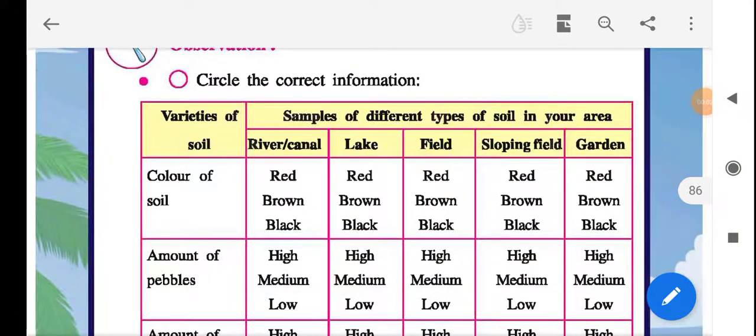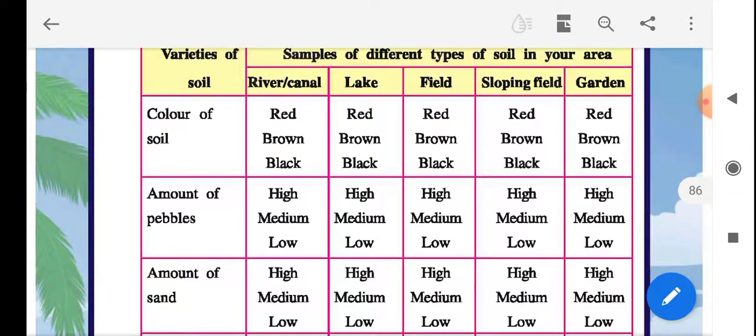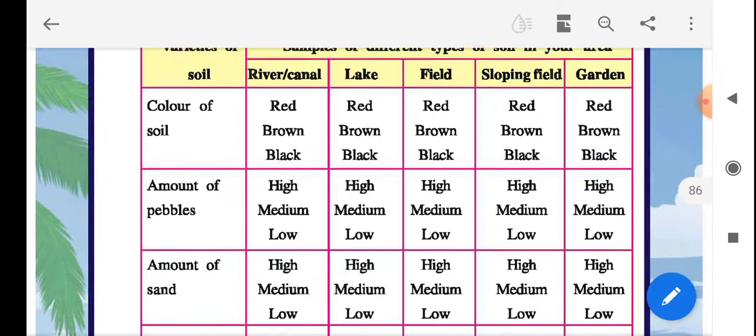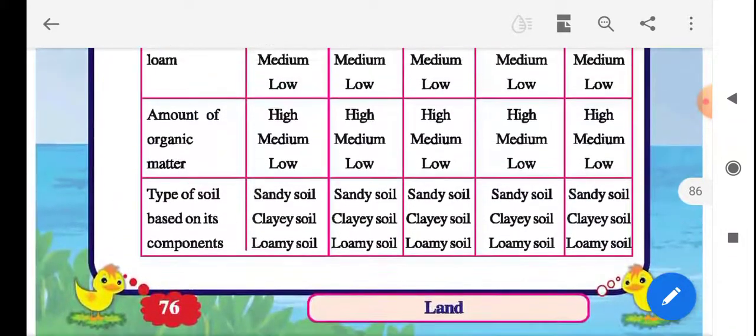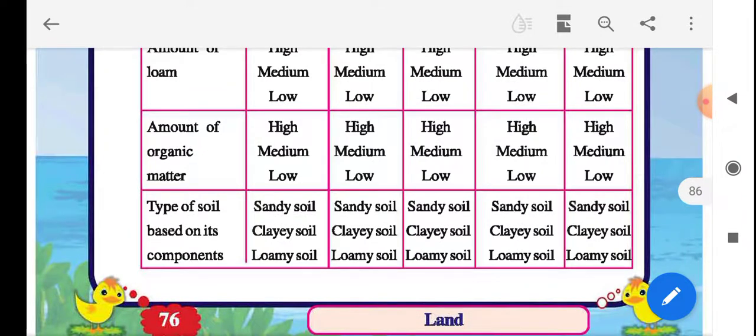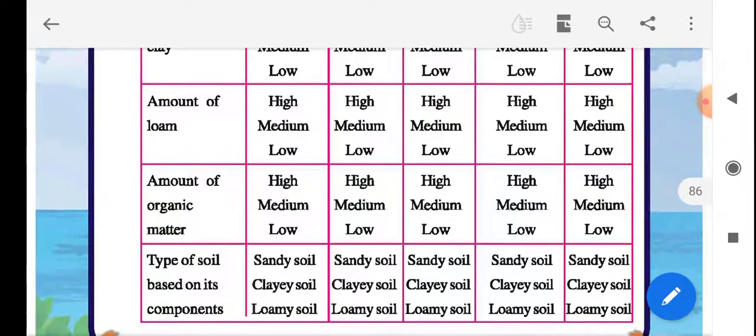Let us have the correct information about the color of the soil, and the varieties of soil we collected from the river, lake, field, sloping field and garden. The color of the soil is also very different. This answer I have already shared with you. So based on the components we can differentiate the soil into three types: sandy, clay and loamy soil.